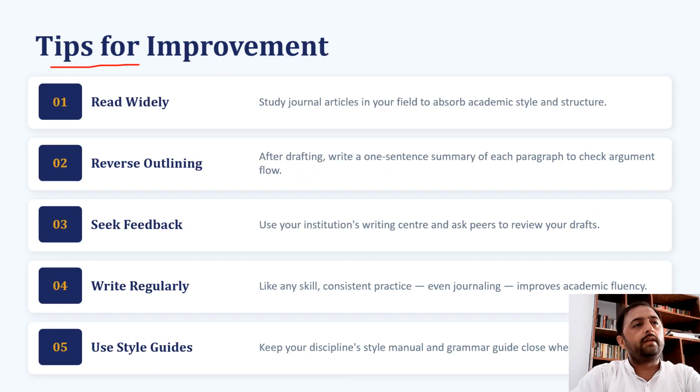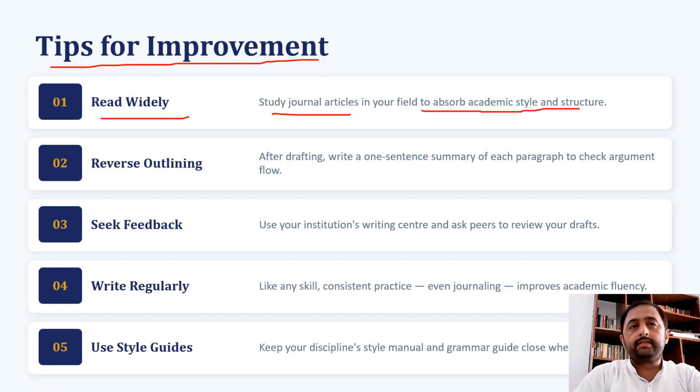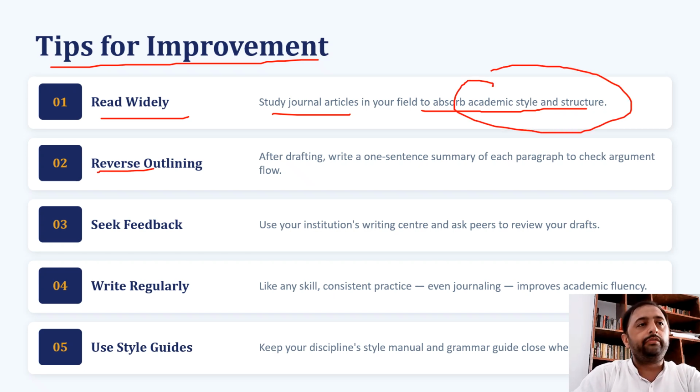So I have some tips for your improvement in academic writing. First of all, read widely. Study journal articles in your field to absorb academic style and structure. So the purpose of reading journals is to absorb academic style and structure. And then go for reverse outlining. After drafting, write a one-sentence summary of each paragraph. Check the argument flow. It's always very important.